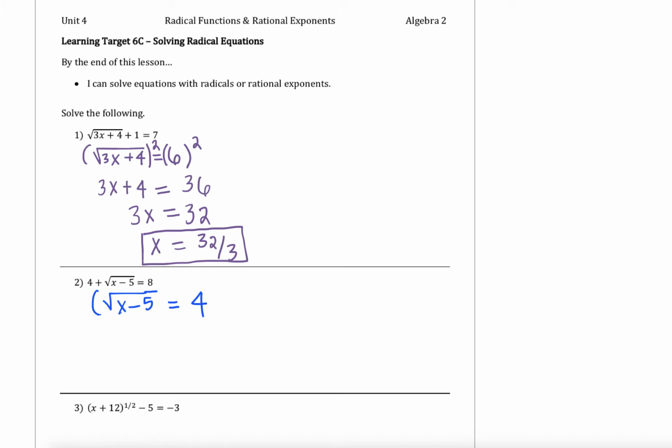To get rid of the square root, I can square it, just like we did before. And whatever I do to one side, I have to do to the other, so I have to square the 4 as well. On the left side, the square and the square root cancel, so we're left with x minus 5. On the right side, if we simplify 4 squared, we'll end up with 16. From here, to get x by itself, if I add the 5 over, I end up getting x is equal to 21.